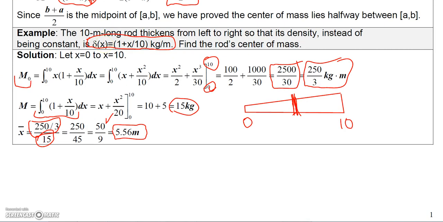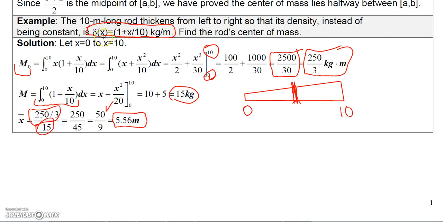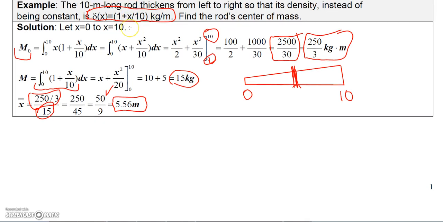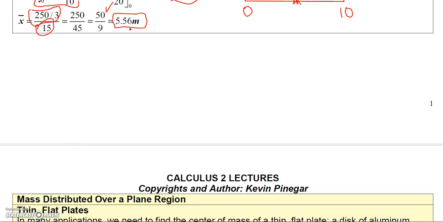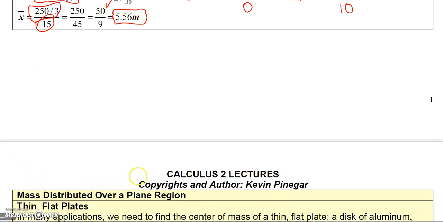Okay, I think this is a good point to shut this video down. In the next video, we're going to continue this discussion, talking about mass that's distributed over a plane region, so we would have two-dimensional applications rather than one-dimensional applications. So I'll see you again on the next video to discuss that.